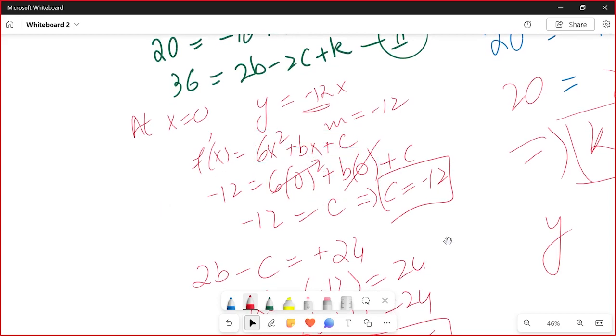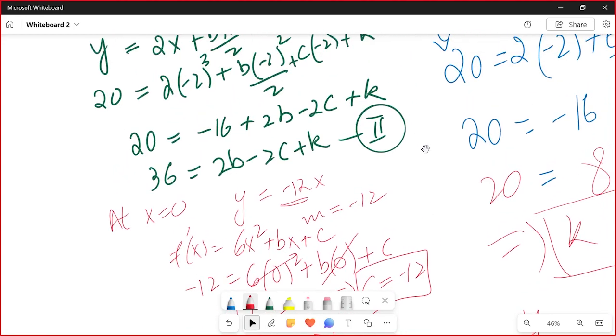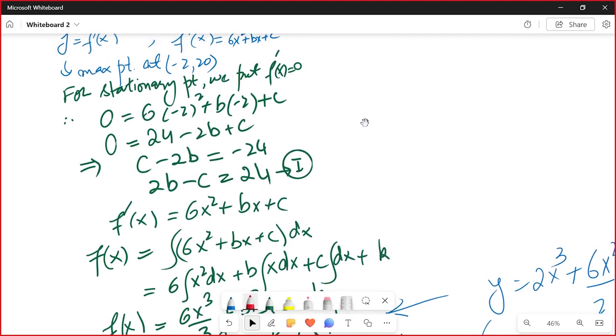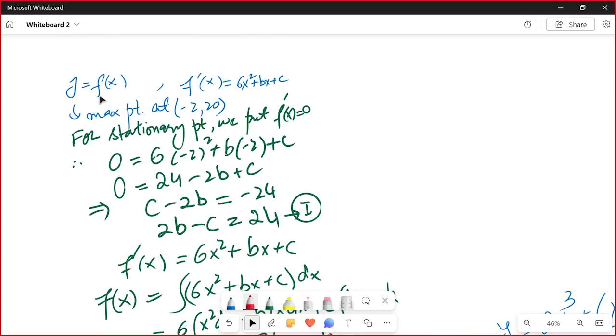And once we know c, we put it in the first equation, which we found earlier by the stationary point, that 2b minus c was 24. And this we had by putting f bar x is equal to 0, because we knew that the maximum point or the stationary point is x is equal to minus 2. It was given to us because it said the maximum point is at minus 2, 0. Yeah, I understand this. So at this point f bar x should be equal to 0.